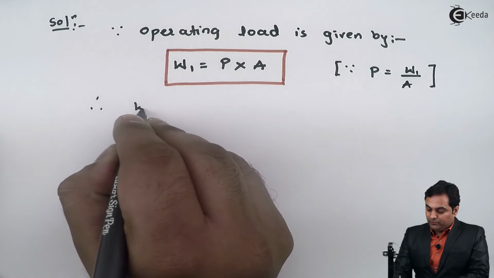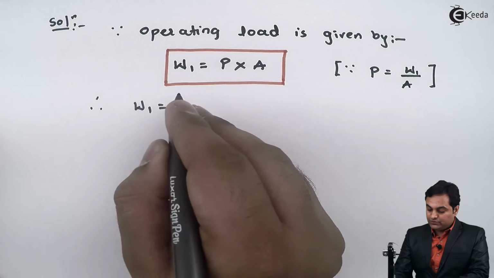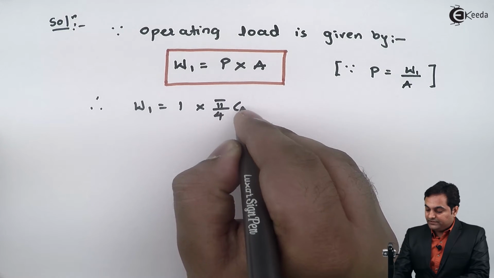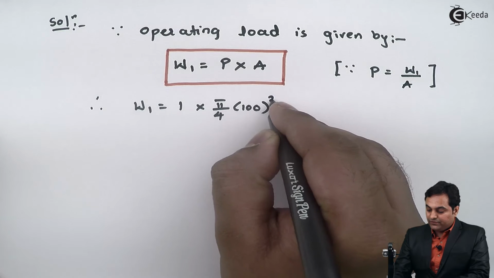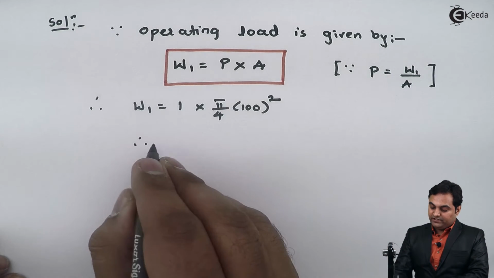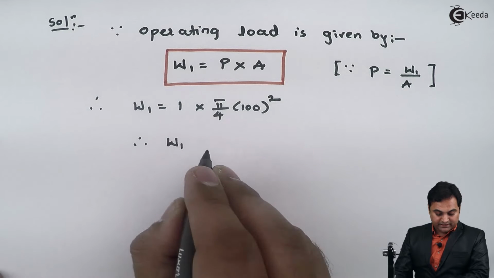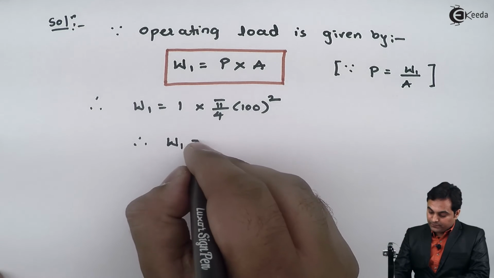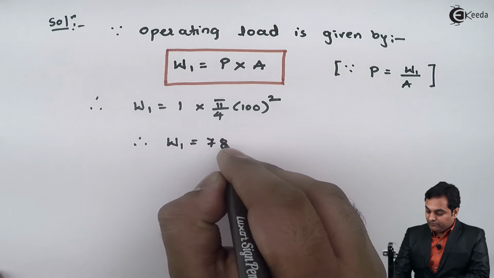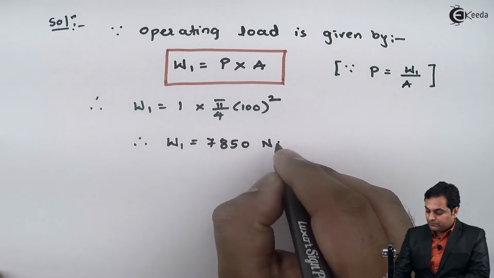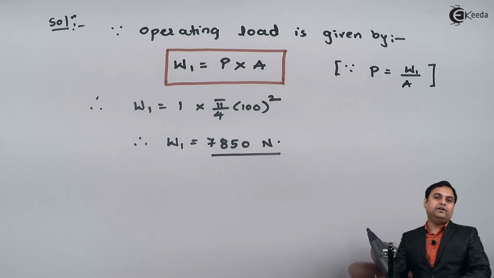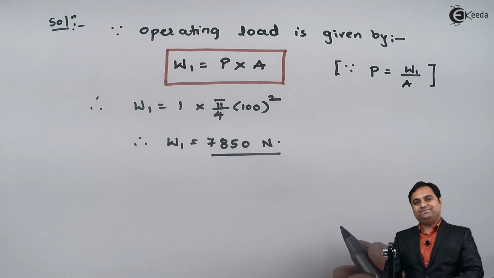Therefore, W1 will be equal to, pressure is 1, area pi by 4 into diameter square, diameter of the valve is given as 100, so 100 square. So from this I will get the value of W1 and my answer is 7850 Newton. This is the operating load, that is the minimum load required to operate the spring.